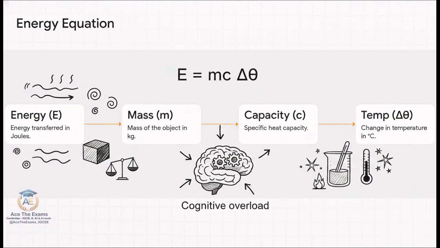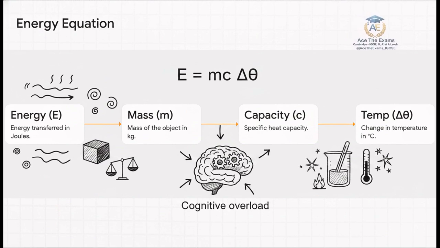Well, its internal energy increases. Let's diagnose the formula for this step by step to prevent any cognitive overload. The energy transferred to an object to increase its temperature relies on four key variables. You have E, the energy transferred, measured in joules. This equals M, the mass in kilograms, multiplied by C, the specific heat capacity.